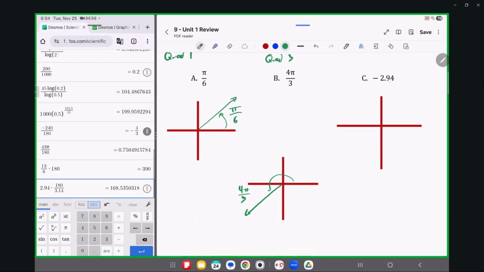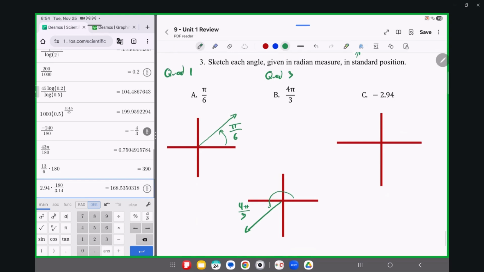Lastly, we have negative 2.94. So this is a negative angle. So we're going to go instead of going counterclockwise, we're going to go clockwise now. And so negative 2.94 is also going to be in quadrant 3 because, and the reason for that, and perhaps I'll write these ones in blue. I got to reverse these since we're going the other way now.